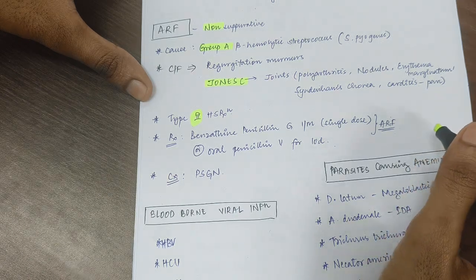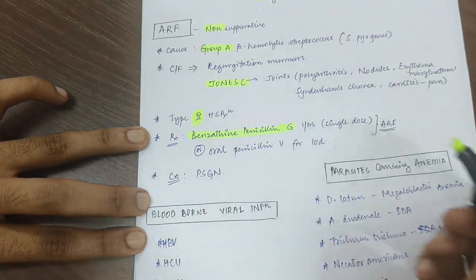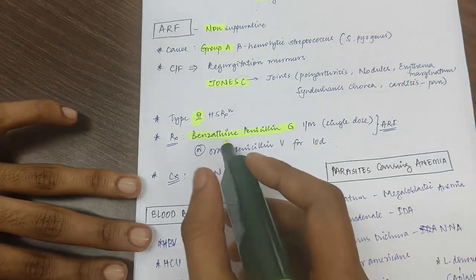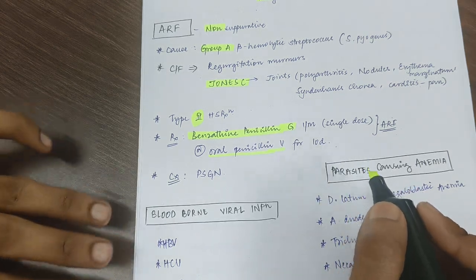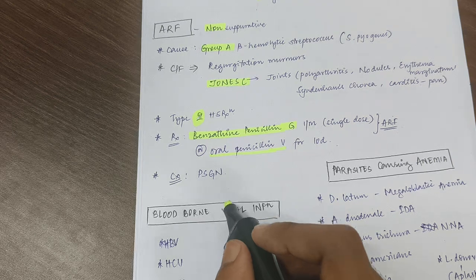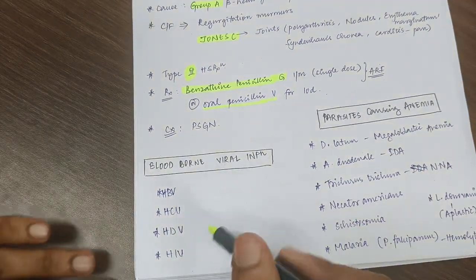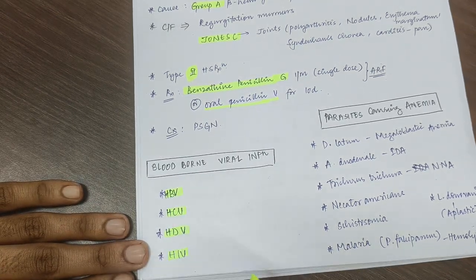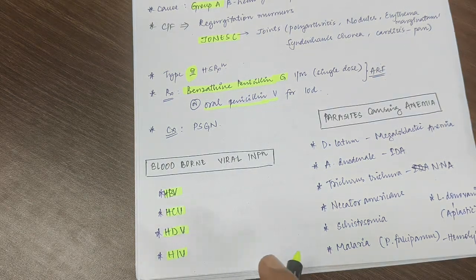Coming to the treatment. In the treatment, it is benzathine penicillin. Okay, benzathine penicillin G, which you are going to give as a single IM dose. Then you can also give oral penicillin V for 10 days. Complications are post streptococcal glomerulonephritis. Coming to the bloodborne viral infections, it is HBV, HCV, HDV and HIV. These are the viruses which come under the viral infections spread by the blood.